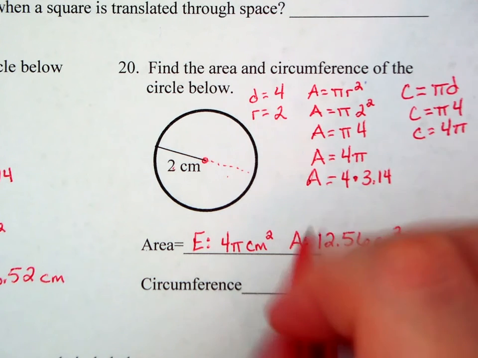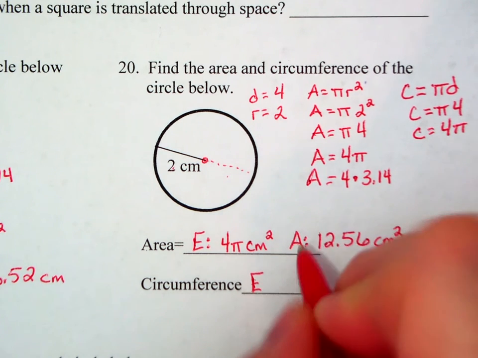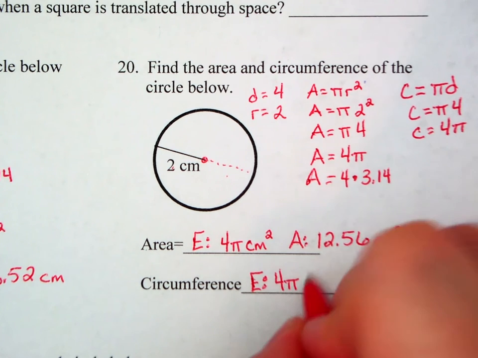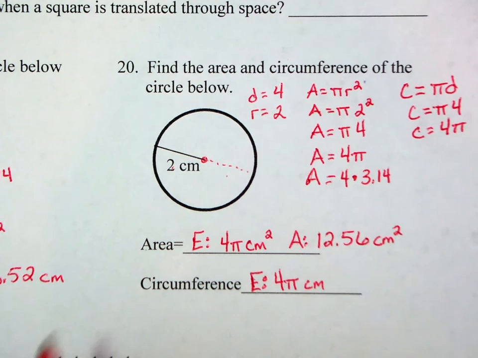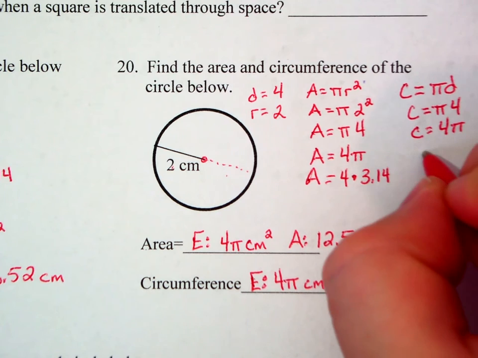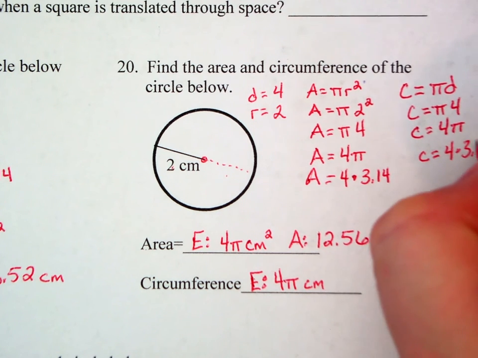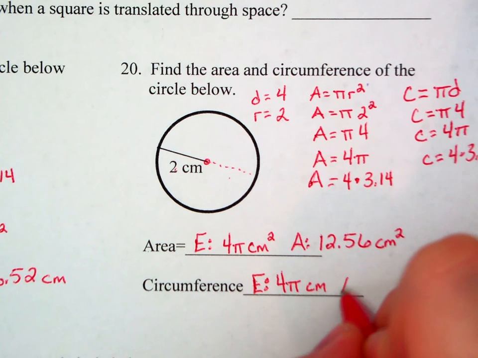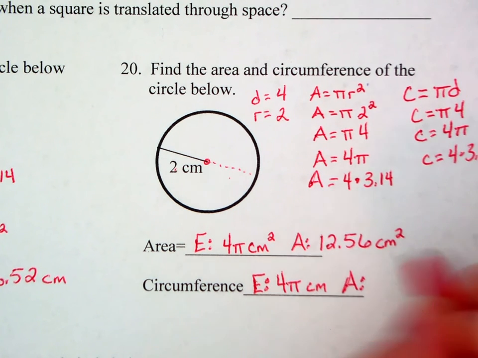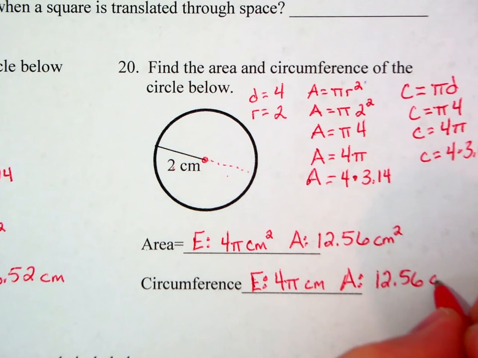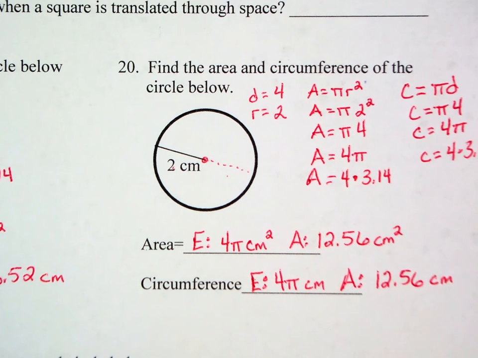So my exact circumference is 4 pi centimeters. And my approximate circumference, 4 times 3.14, is going to be 12.56 centimeters.